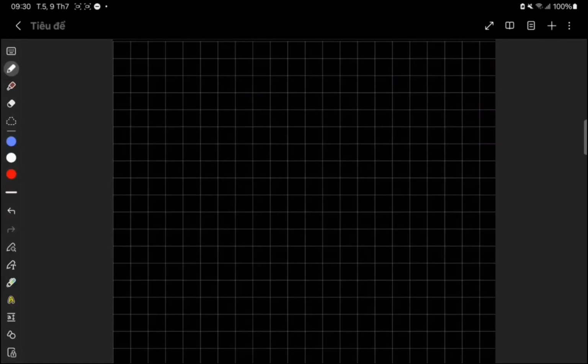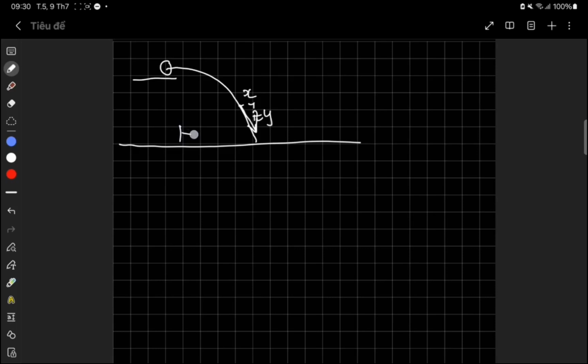Next up, we will consider horizontal projectile motion. So the object has a motion like this. This is z, and we will still divide it into two components, x and y. And the range is still the horizontal one.